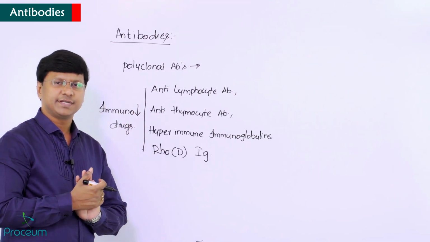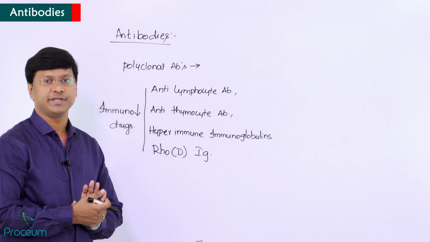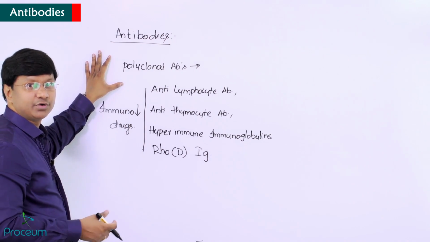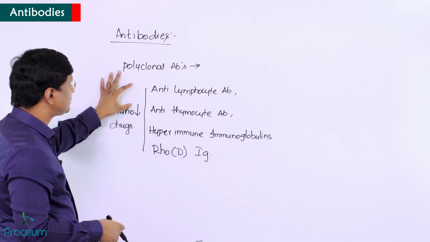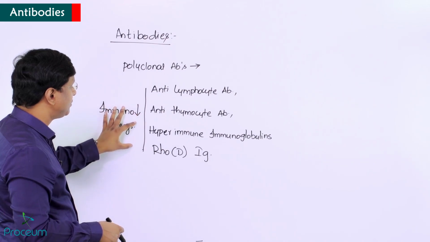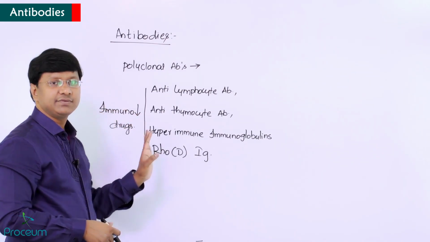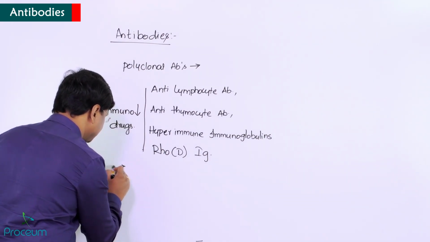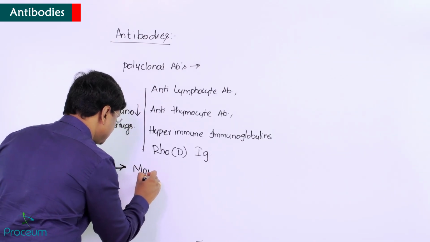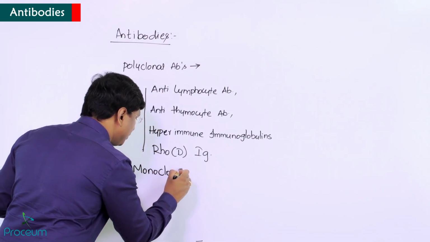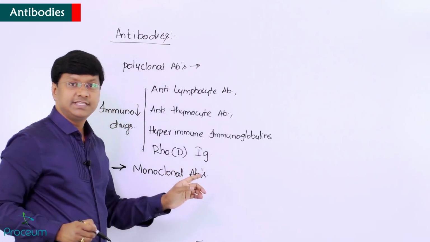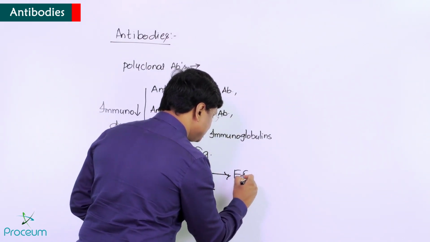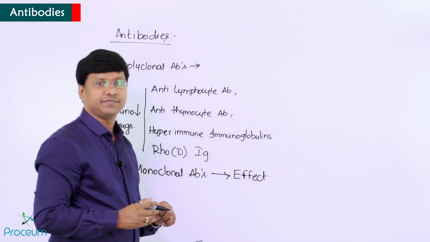Now remember, recently several monoclonal antibodies have been synthesized to produce this effect. We have the polyclonal antibodies that are in our body: anti-lymphocyte antibody, anti-thymocyte antibody, hyperimmune immunoglobulins, raw immunoglobulin. They are the ones which have the immunosuppressive activity. Recently several monoclonal antibodies have been synthesized to produce the immunosuppressive effect.